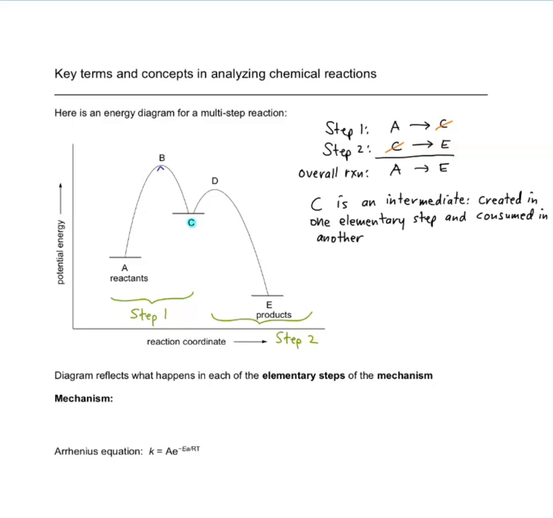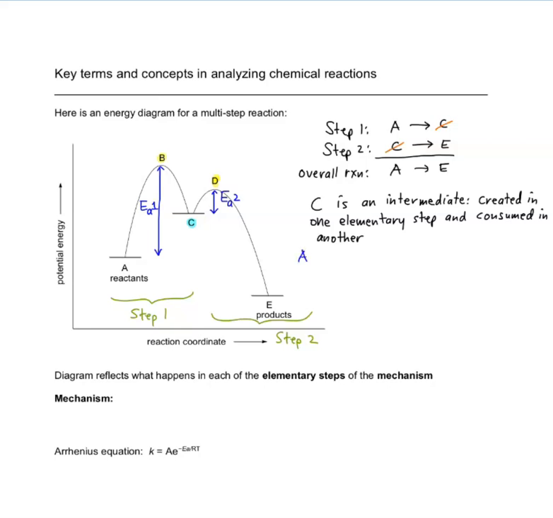So we have a quantity of energy right here, between A and this guy up here, B. And we have a similar quantity of energy going from C to D. You might remember that these are called activation energies. So we'll call this one E sub A 1, because it's the activation energy for step 1. And we'll call this one E sub A 2 for similar reasons.